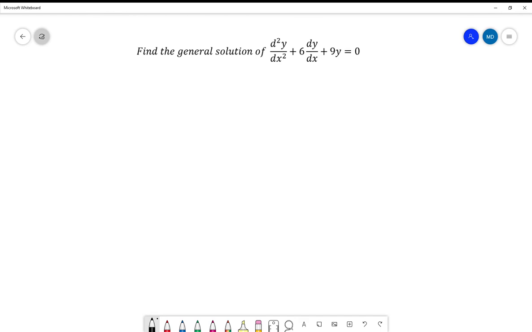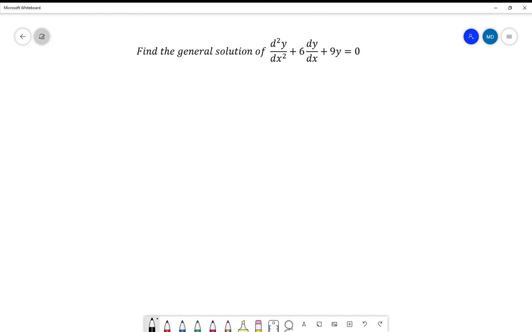I'm Mr. Daycock, and today I'm going to be teaching you how to solve second order differential equations where the auxiliary equation has equal roots. Make sure you've watched the previous video to ensure you know how to solve second order differential equations with the standard auxiliary equation. Let's have a look at this example.